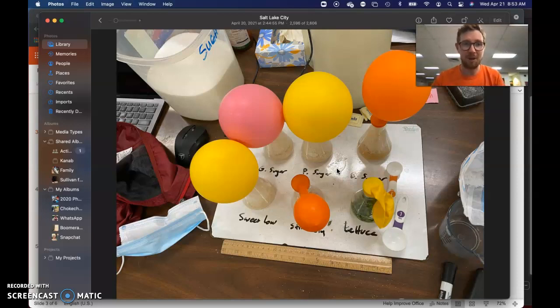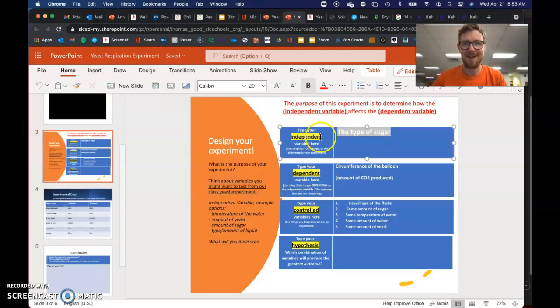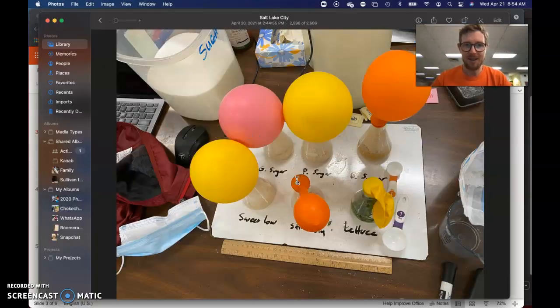So remember, when you set up a good science experiment, the only thing that you change is the one independent variable. We just changed the type of sugar. The dependent variable, the thing that we were measuring, is when these balloons were blowing up, I wrapped a string around them, and then we stretched that string out and measured how many centimeters those balloons were around in circumference. You can kind of see here, this one is granulated sugar.